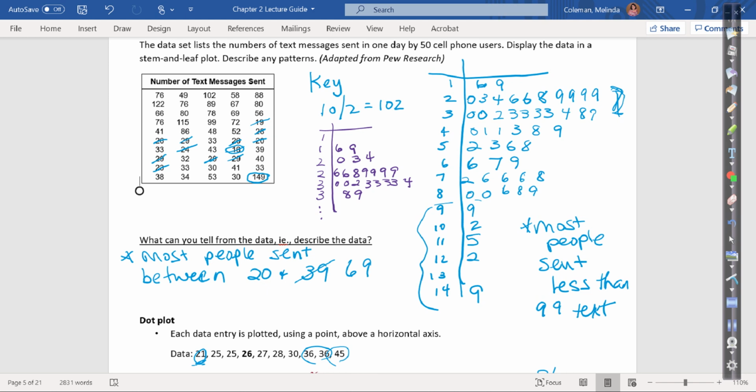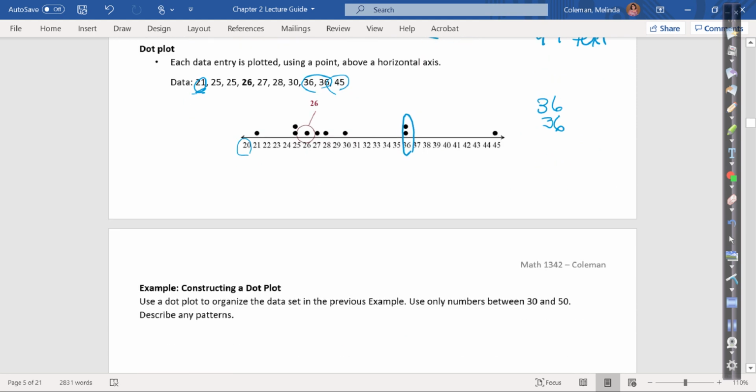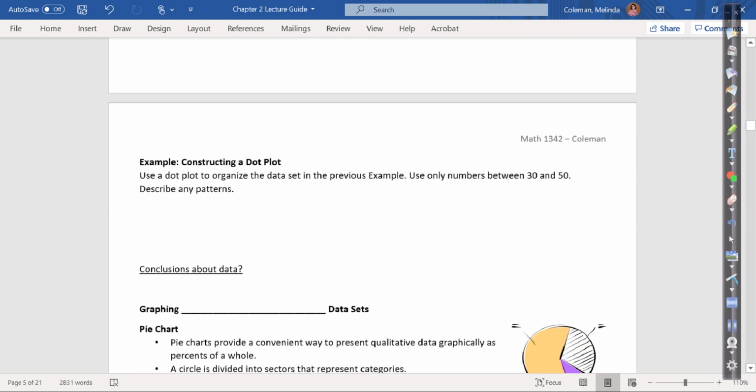And that just allows you to split your data so that it doesn't extend so far out on your leaf. It's not necessary, but you'll see data both ways. All right, so back to the dot plot. So let's construct a dot plot for this next information. So again, we're looking at the cell phone data.